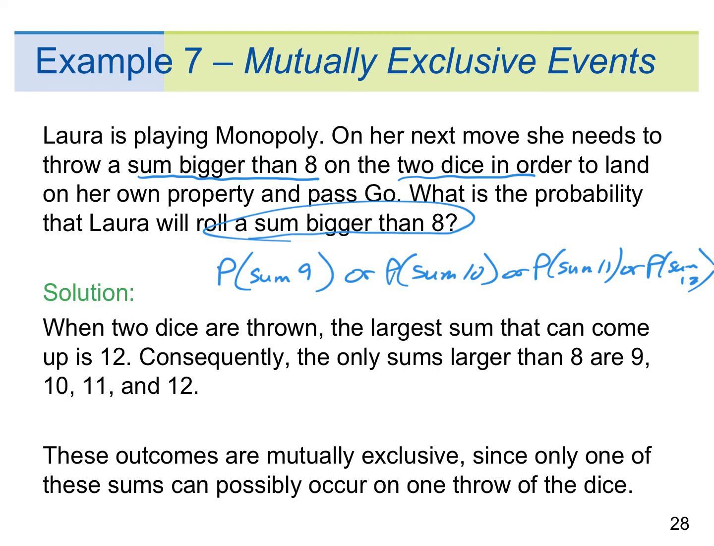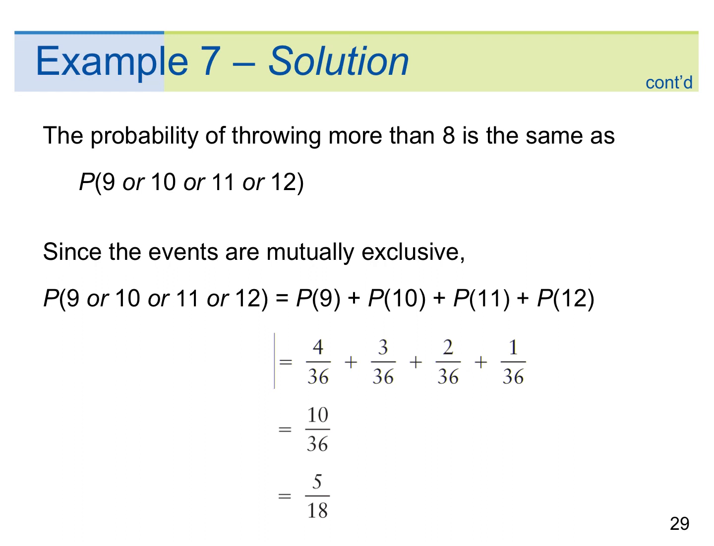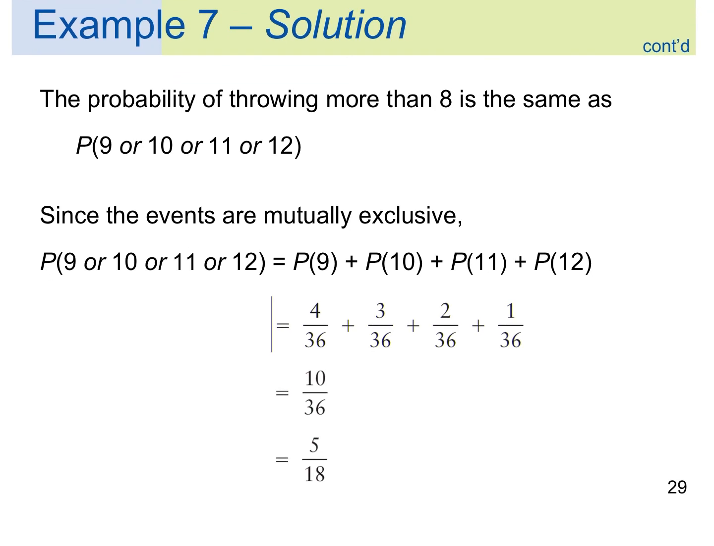Now I'm going to give you guys a little something. Show you this one thing with die. Look at what they got. The exact same thing. So this is an example of an or question that doesn't have the word or in it. You just have to know it is. Sum greater than 8 means 9 or 10 or 11 or 12.